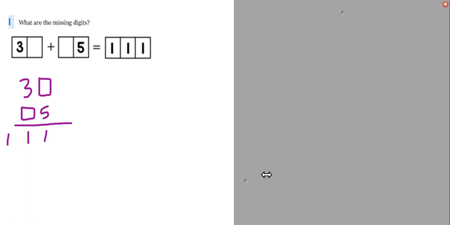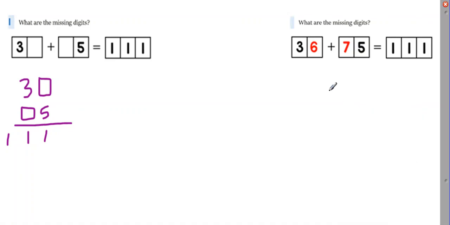Let's have a look then, shall we? You've got 36 add 75 equals 111. We're going to try and make 11 here. What do I need to add to 5 to make 11? 5 add 6 is 11. Then I'm going to carry my 1 over.